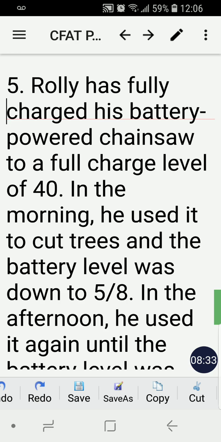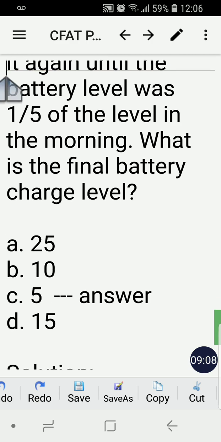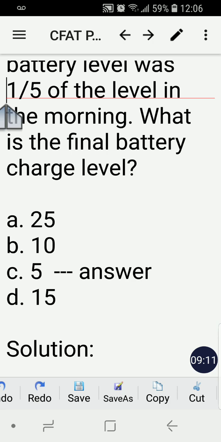Number 5. Last but not the least question. Rolly has fully charged his battery-powered chainsaw to a full charge level of 40. In the morning, he used it to cut trees and the battery level was down to 5/8. In the afternoon, he used it again until the battery level was 1/5 of the level in the morning. What is the final battery charge level? Here are your choices, and the correct answer is 5.